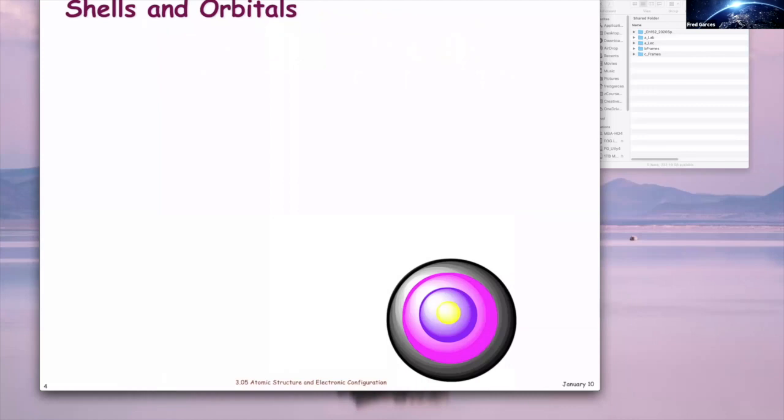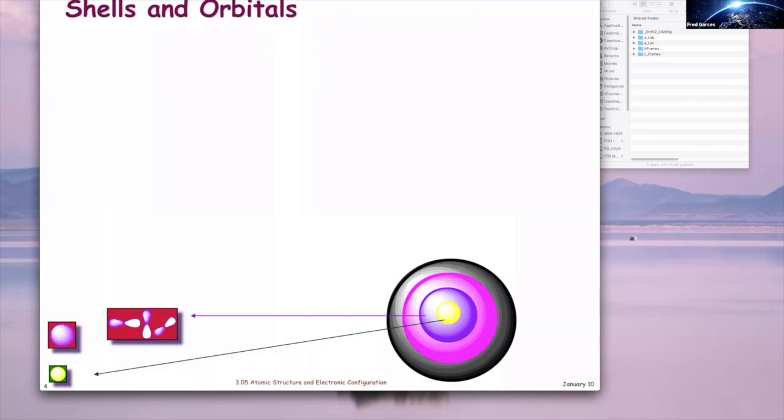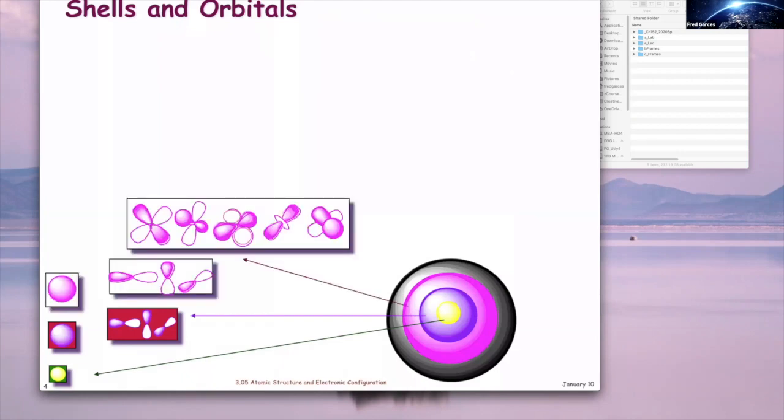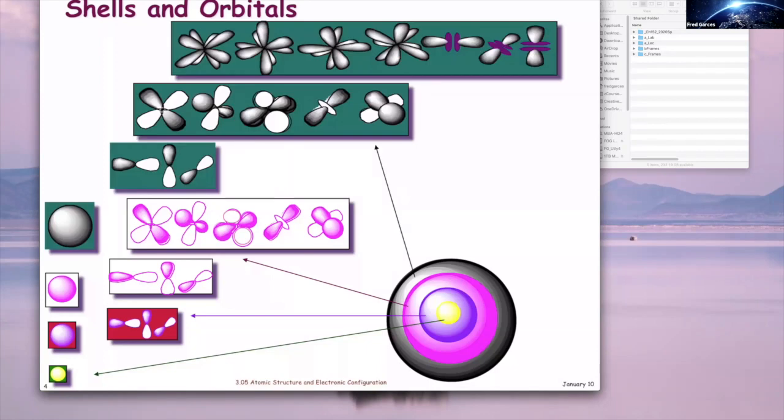And this is shells and orbitals. This is your first shell, you have an s orbital. This is your second shell, you have an s and a p orbital, and the p orbital has 3 types. This is your third shell, you have an s, a p, and a d, and notice that the energy goes up. In the second shell, the p orbitals are higher in energy than the s orbital. In the third shell, the d orbitals are higher in energy than the p, and the p is higher in energy than the s. And this is your fourth shell. Notice you have an s, a p, a d, and an f. These are your s, these are your p's, these are your d's, and these are your f's.